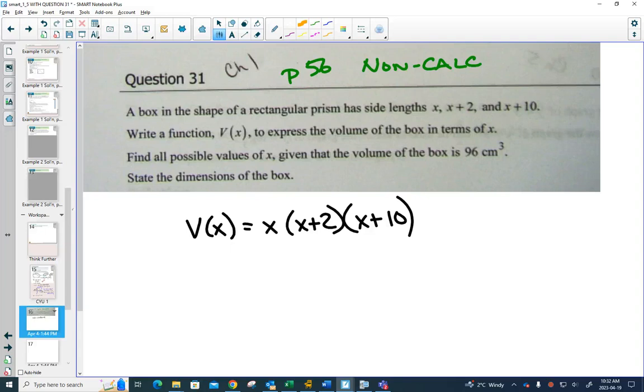Now where this question is different is this one's not asking you to graph. It's not asking you to find a maximum or a minimum. It's just saying that the volume is 96. So then we could take our equation and we could substitute 96 in for the volume.